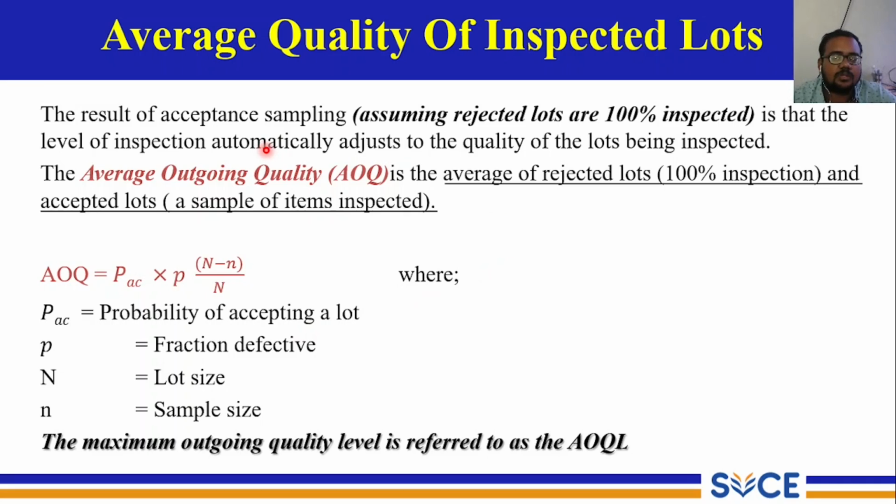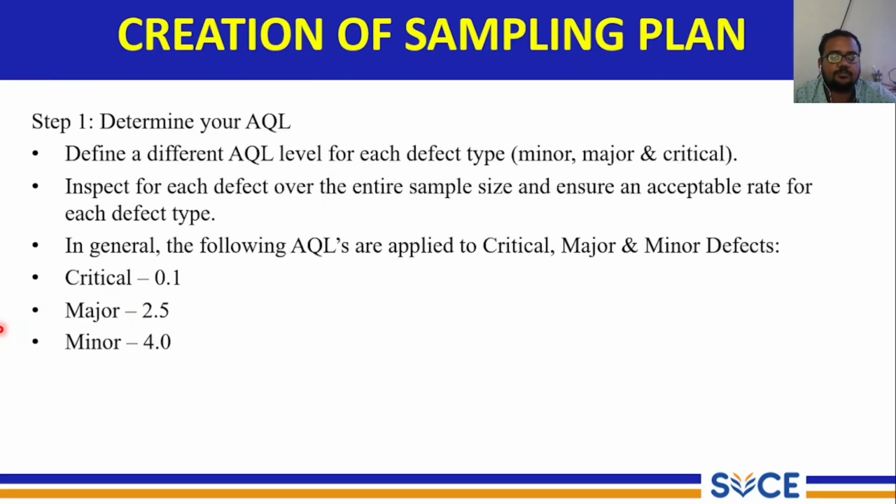So the result of this acceptance sampling, assuming the lots are 100% inspected, it adjusts to the quality of the lots being inspected, right? So the maximum outgoing quality level is referred to as AOQL. What does it indicate? It is the highest level of outgoing quality which can be obtained from the inspection. That is what your AOQL refers to.